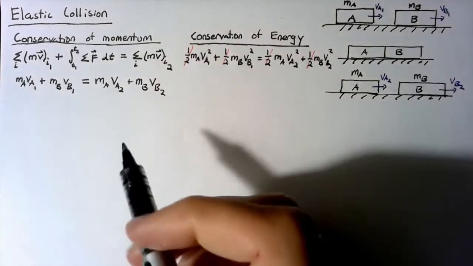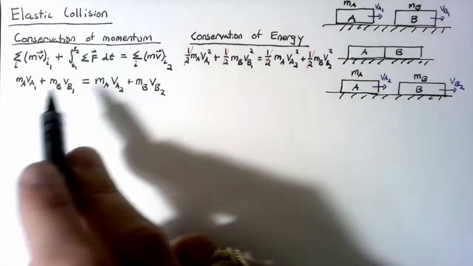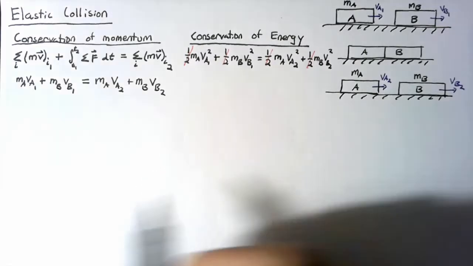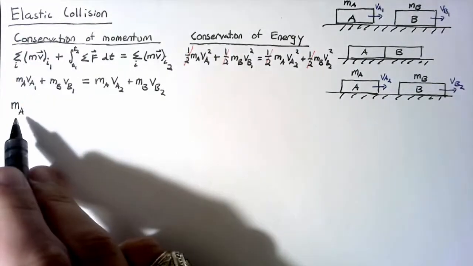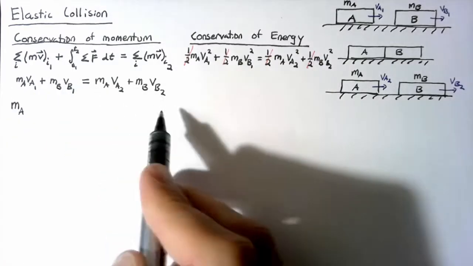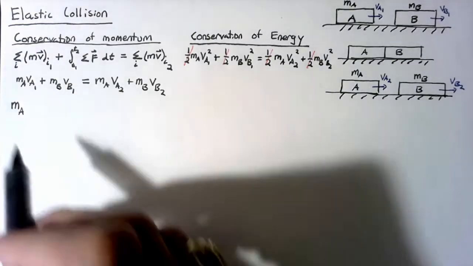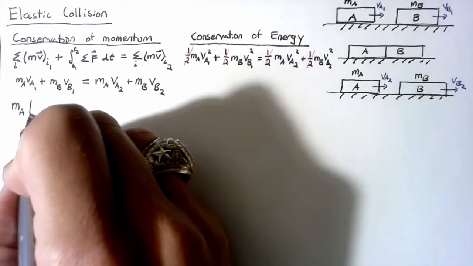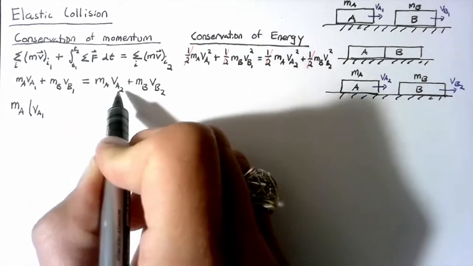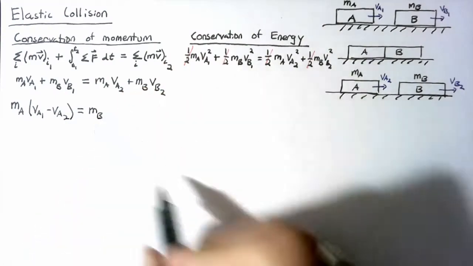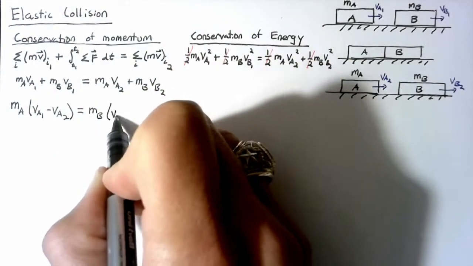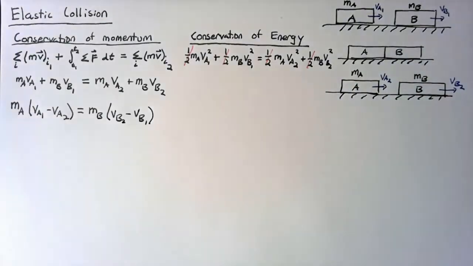The first thing I'm going to do for both of these is to get all the A's on the left-hand side and the B's on the right-hand side. In doing so, I can take out an MA from both of these terms and an MB from both of the terms on the right-hand side. So MA, and I'm going to have this VA1 on the left-hand side, minus the VA2. And on the right-hand side, I can take out the MB. The VB2 is going to be positive, and the VB1 is going to be negative.